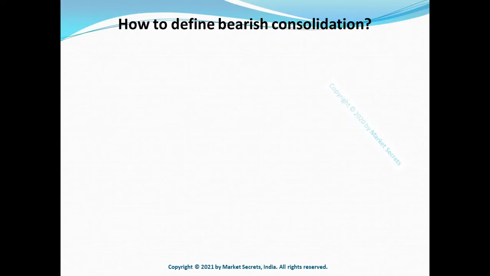So with that note, let's begin today's session. In the previous three episodes, we have seen three different types of trends. That is, how to identify whether we are in an uptrend or downtrend or bullish consolidation. Now we are moving to the next type of trend, which is bearish consolidation. So in this video, we are going to see the rules to define and identify bearish consolidation.